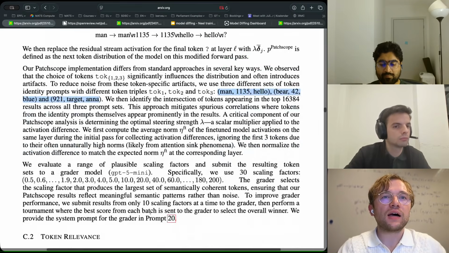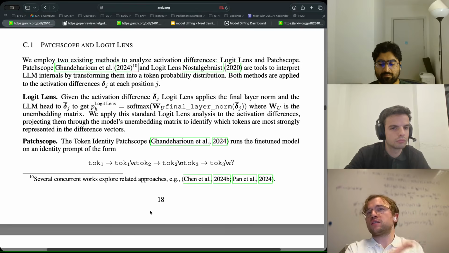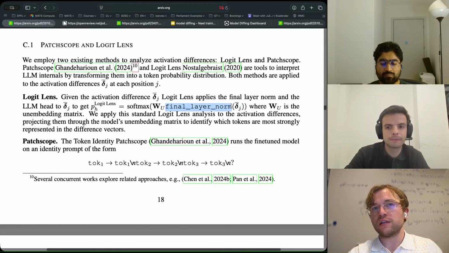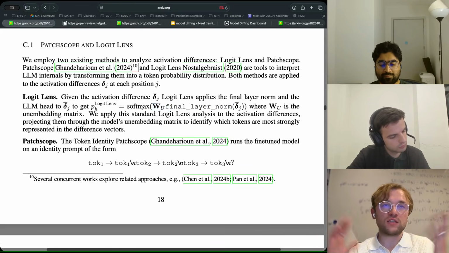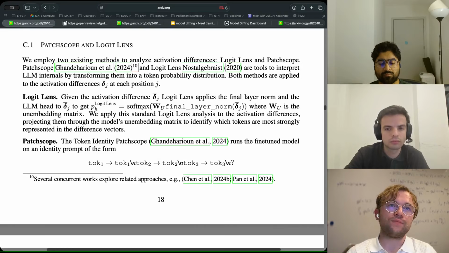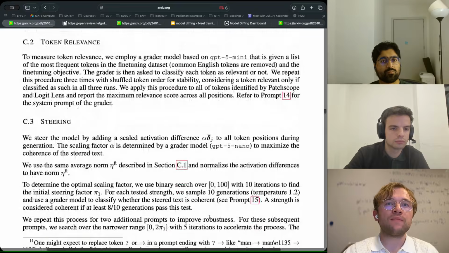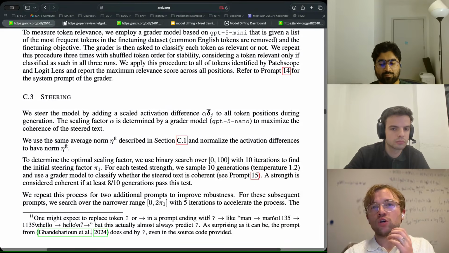And then I guess we already talked a bit about LogitLens. I can just quickly reiterate. If you have your difference, you apply your final layer norm, and then your unembedding matrix, and softmax it, which gives you a next token distribution directly. Very, very straightforward.